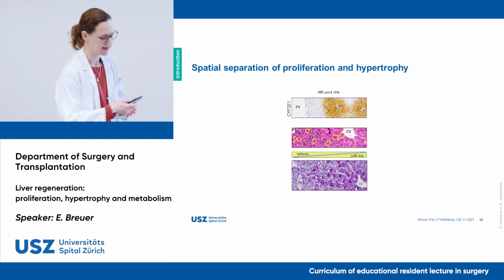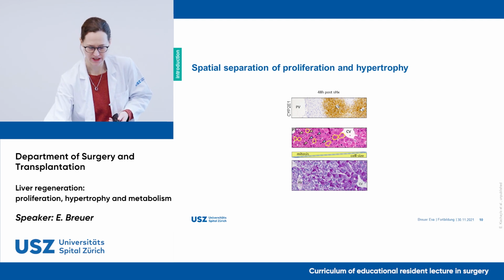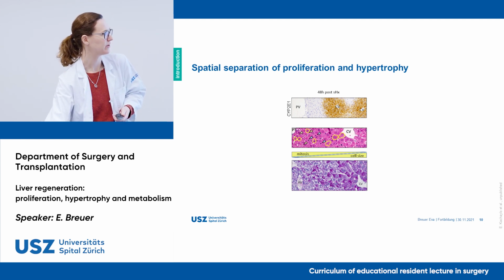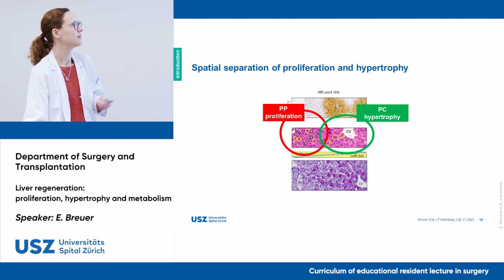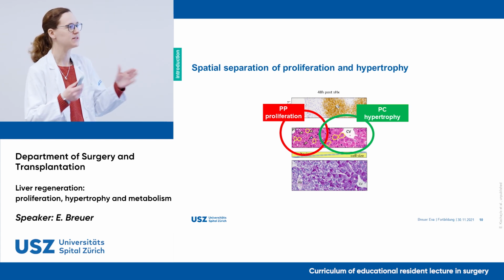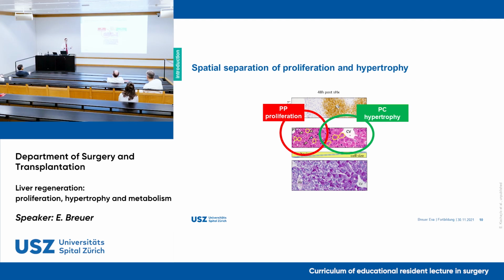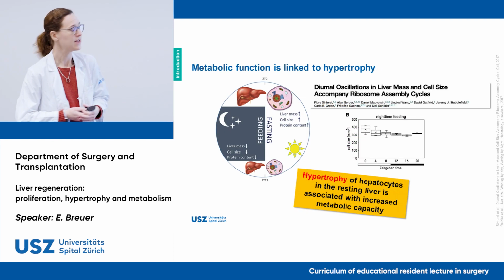And this goes hand in hand with a faster restoration of glycogen around the central vein. So she assumed that the central vein is the area where we have hypertrophic cells, so bigger cells and cells that provide the metabolic functions, while the cells around the portal vein proliferate and actually divide in the end. So also during regeneration, the liver seems to be zonally controlled.